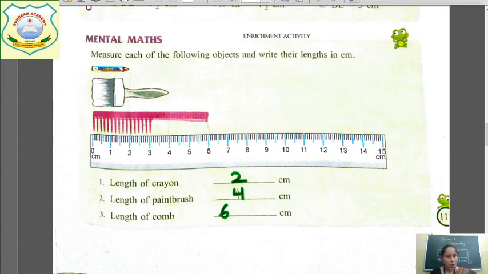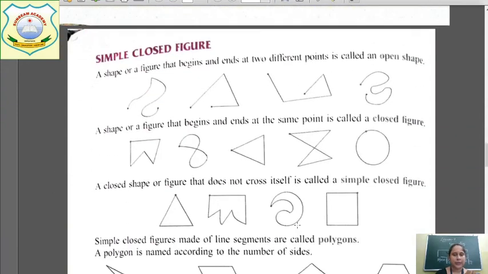Now this comb, it's starting from 0. All the objects are starting from 0. And when you draw a straight line with the help of a scale and pencil, you will find that it is 6 centimeter long. So the length of this comb is 6 centimeter. The length of crayon is 2 centimeter, the length of paintbrush is 4 centimeter, and the length of comb is 6 centimeter.